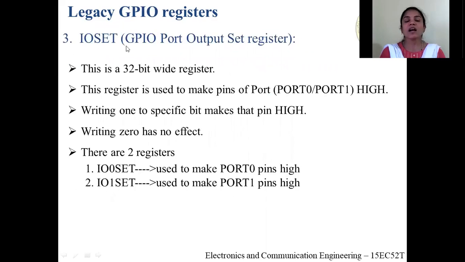And next is IOSET, that is the GPIO port output set register. This is also a 32-bit wide register. This register is used to make pins of the port high. If you want to send binary value 1 on any pin on the port, then we are going to use the IOSET register. So this register is used to make the port pins high.